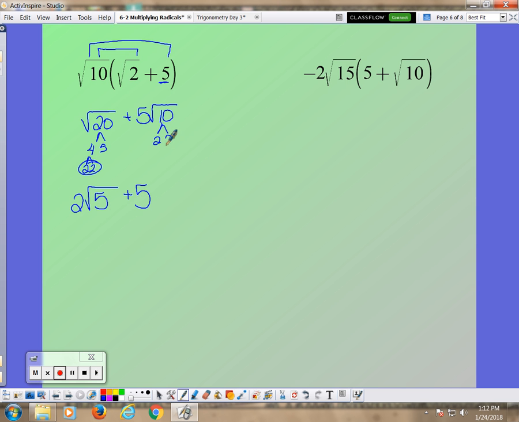Square root of 10 is 2 and 5. I can't group anything, so that just gets written as square root of 10. And that is your answer.